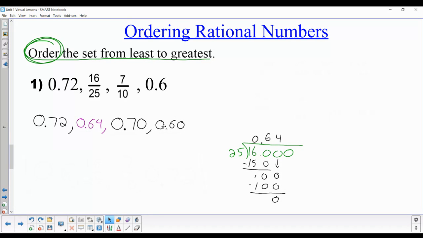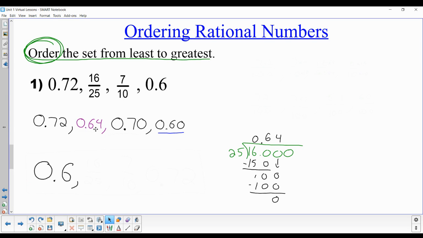Now that I have them all as decimals and they all go to the same place value, I can ignore whatever whole number is there and just look at the decimals. 72, 64, 70, and 60. 60 is the smallest. So I'll mark that one off, and I'll write its original form, 6 tenths, as my first or my smallest number.